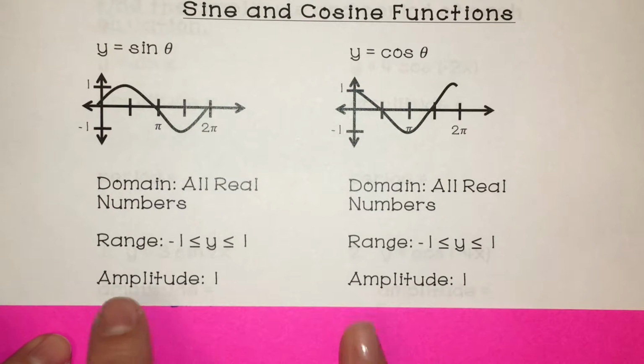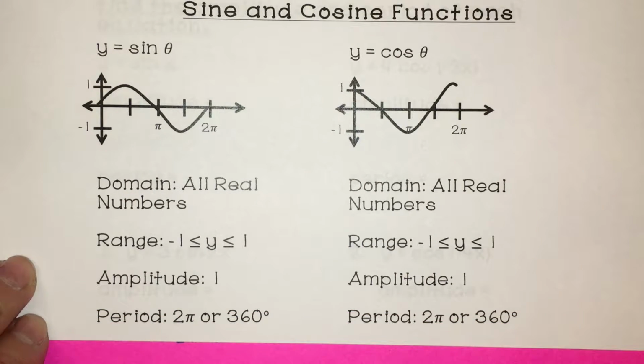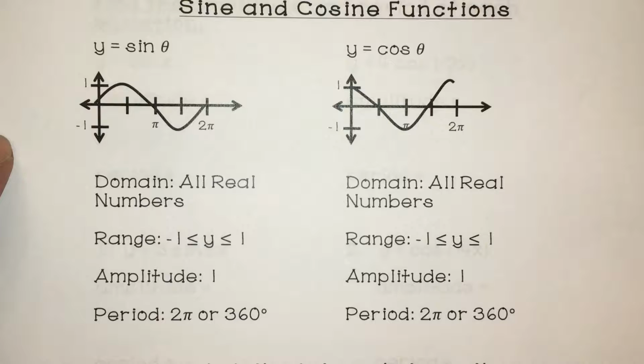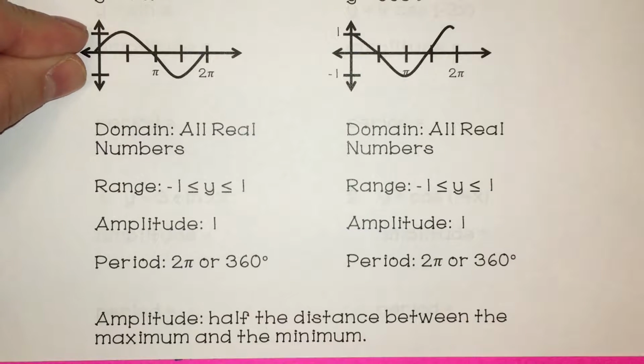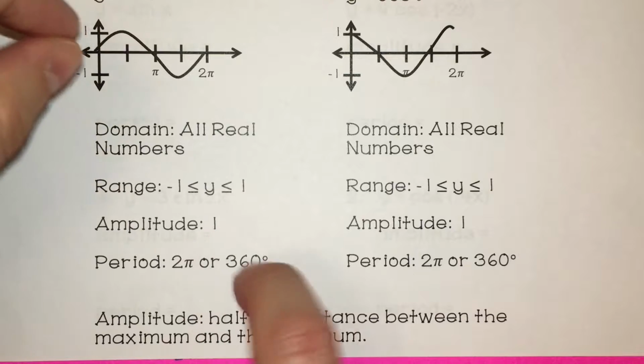Amplitude is 1 for each of the most basic type of sine and cosine function. And I said the period would be 2 pi. Remember, 2 pi is the same as 360 degrees, if we're talking about radians versus degrees. Same with cosine. Looking at amplitude, amplitude is half the distance between the maximum and the minimum. If you're looking at the maximum and minimum value, half the distance would be 1, which is why the amplitude is 1 in this case.